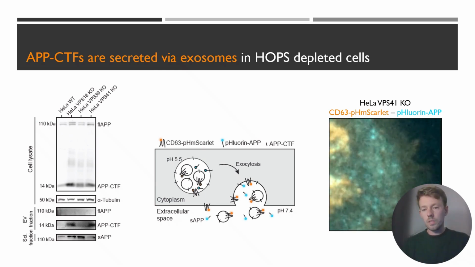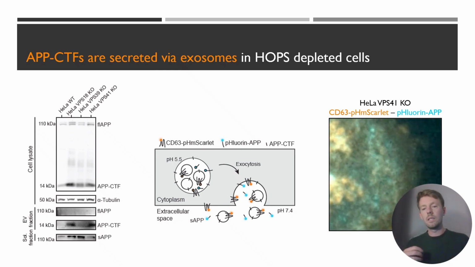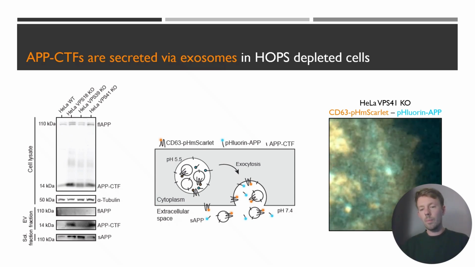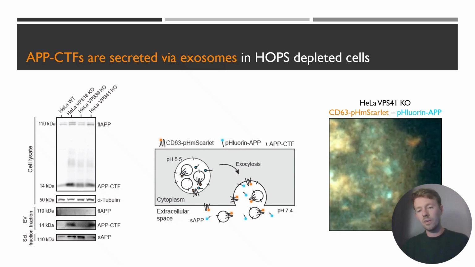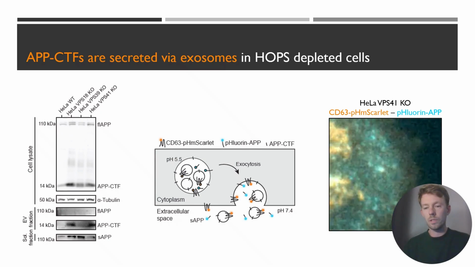And this is also what we see in the video on the right. So we see multiple events where you see both CD63 and APP flashing at the plasma membrane, indicating that these fragments are secreted via extracellular vesicles because they are positive for this extracellular vesicle marker CD63.